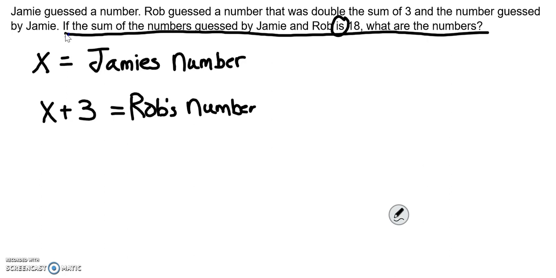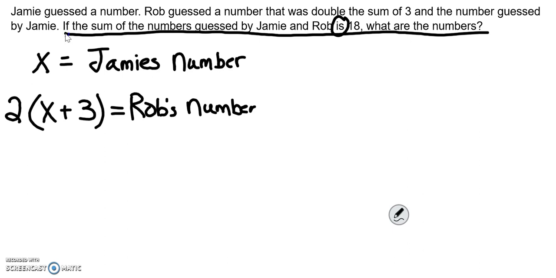How would I show that I need to double X plus 3 in order to get Rob's number? 3x? No, that's not how I would double this. How do we double things in Hands-On Equations? Put it in parentheses. We put it in parentheses, and then what do we do? We put a 2 in front of it to show that we're doubling this whole thing. So that is Rob's number.